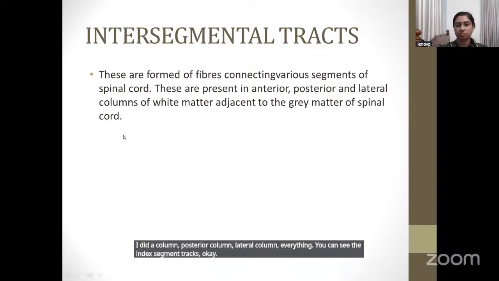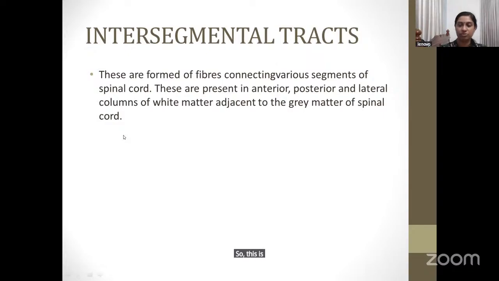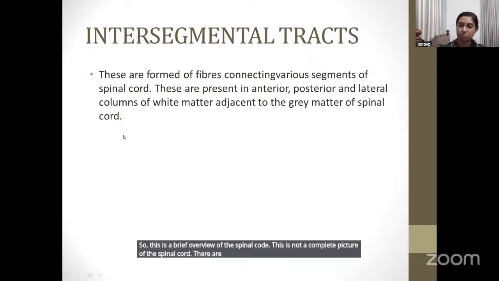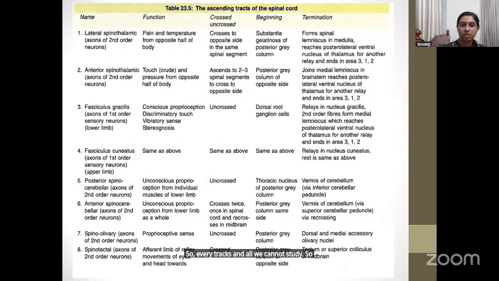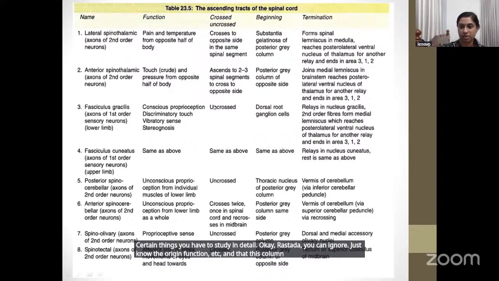So this is a brief overview of the spinal cord. This is not a complete picture; there are umpteen tracts. You have to study some important tracts that I have mentioned, and one or two tracts in detail. We cannot study every tract. The spinothalamic tract, fasciculus gracilis and fasciculus cuneatus you have to study in detail. The rest you can ignore; just know the origin, function, etc. This overview is enough, and you can elaborate on it when a question is asked.